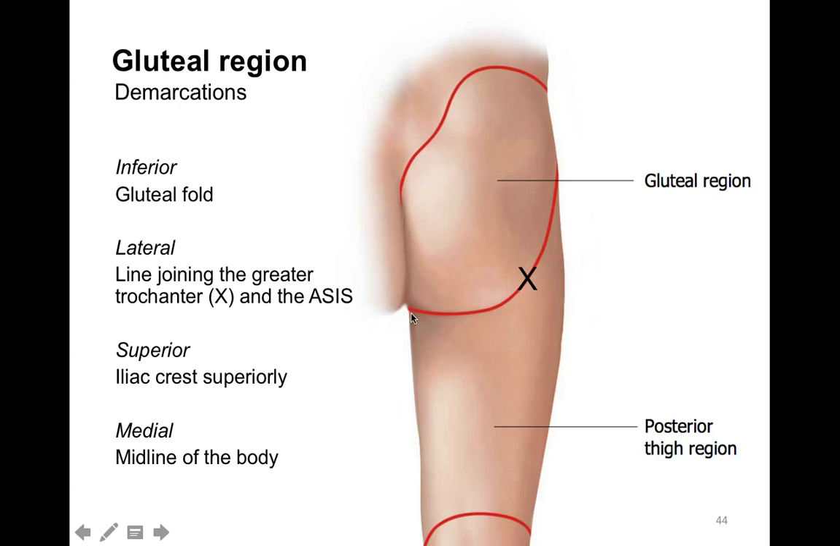Inferiorly, the gluteal fold will serve as a surface landmark for the inferior border of the gluteal region, and that gluteal fold will come out to the greater trochanter and continue laterally as a line that joins up with the anterior superior iliac spine. We then go from the anterior superior iliac spine to follow along the iliac crest down into the midline of the body for the medial border, thus defining the gluteal region.